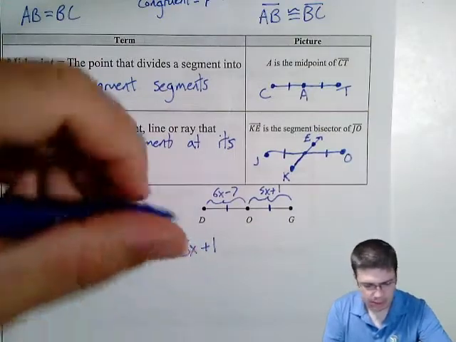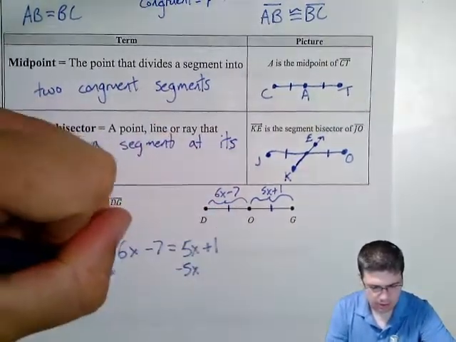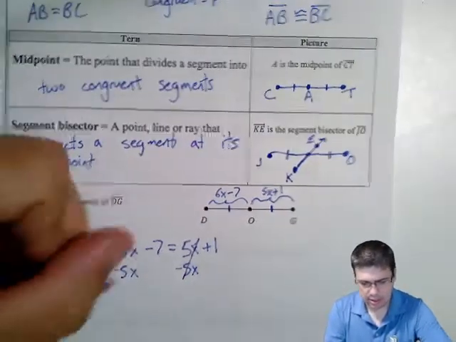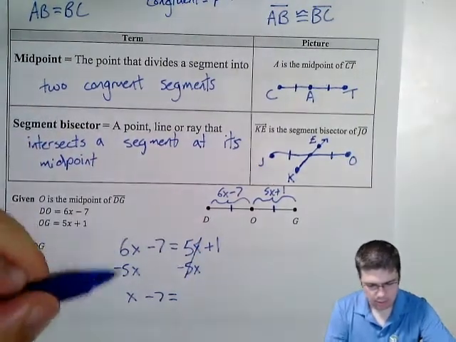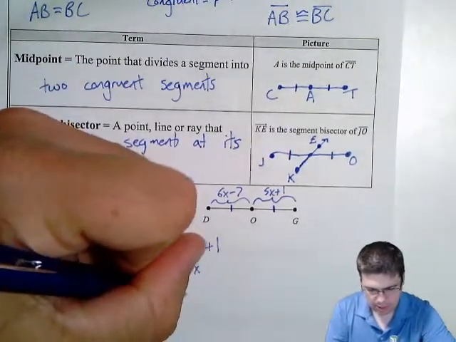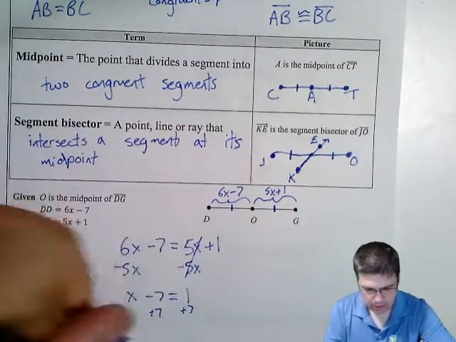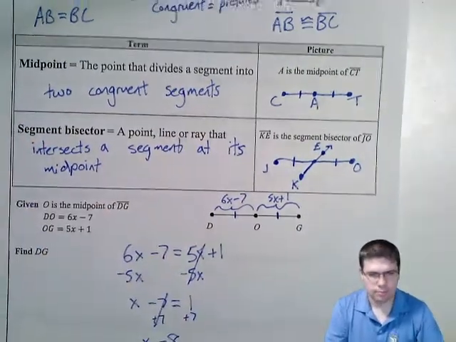So isolating the variable, I'm going to bring the 5x over, subtracting 5x on both sides. So that'll cancel on this side. We'll end up with x minus 7, since 6 minus 5 equals 1. Add the 7 to both sides. And so we're going to get that x is equal to 8.